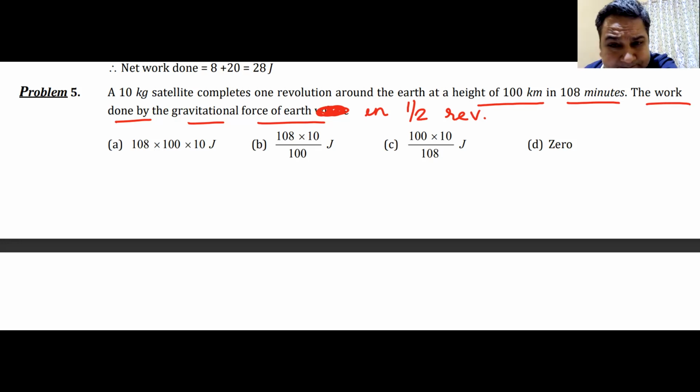Sir, option A, sir. Option A, 108 into 10 into 100 joules. What makes you think that, beta? Have you seen the question? I've changed the question to half revolution, not to one revolution. So what is the answer now? If I make it half revolution, I take this as half and make it 54 minutes. 54 minutes has to be changed into seconds. So 54 into 60 multiplied by 100. Are you doing it this way?